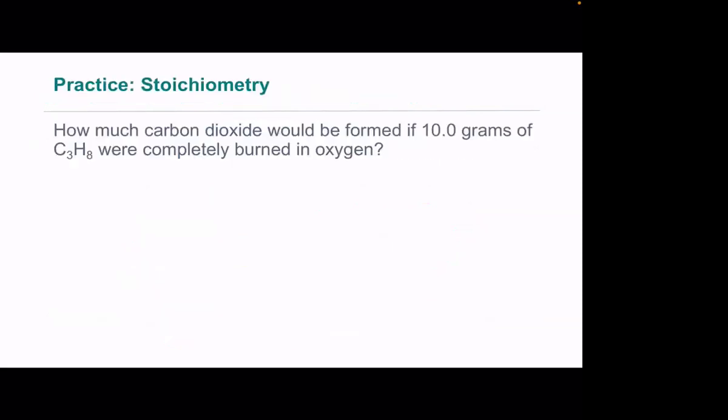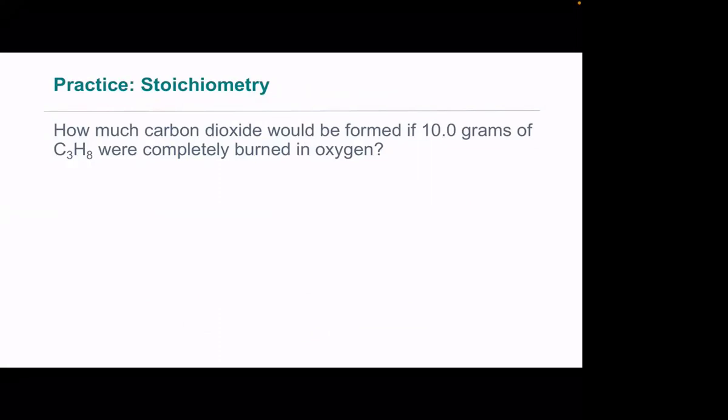So let's do a practice here. How much carbon dioxide would be formed if 10 grams of propane, that's propane, 3 carbons, were completely burned in oxygen? So this would be like you grilling if you use propane rather than charcoal. How much carbon dioxide would be formed if 10 grams of C3H8 were completely burned in oxygen?